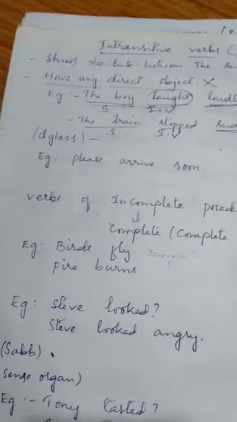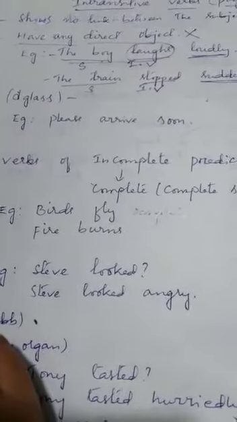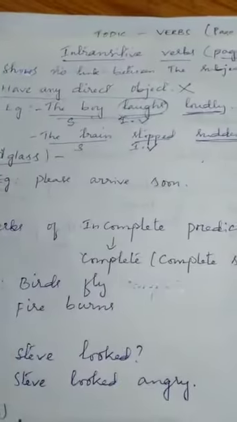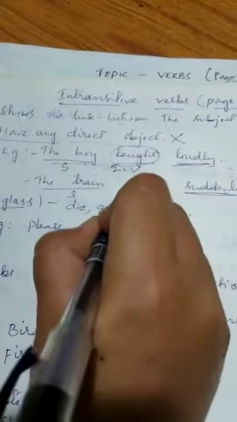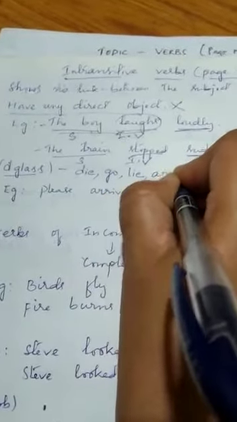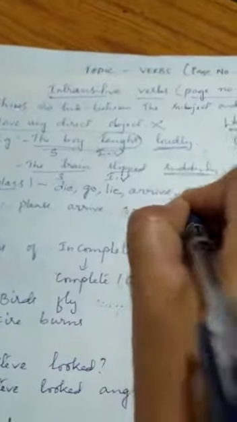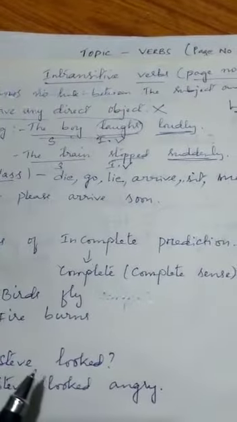Okay. So coming to the next one, there are some verbs which are always intransitive. So I use a keyword which will become easy for you to remember. I use the keyword D-G-L-A-S-S. Okay, so here, what is the meaning of D? It means die, G is go, L is lie, A is arrive, S is sit, and another S is sneeze. Now, these words are always intransitive in nature.